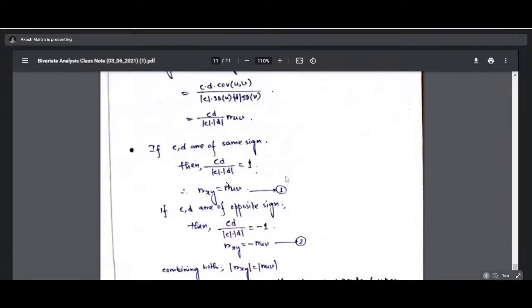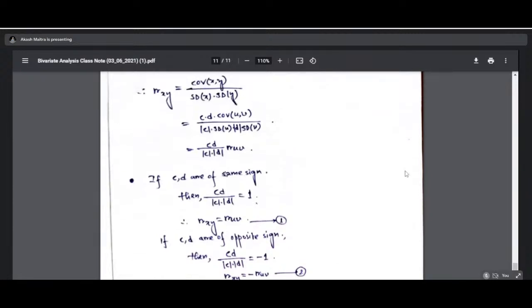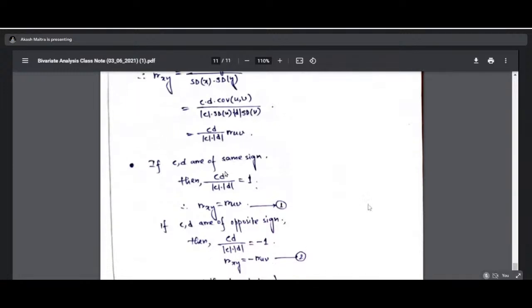Similarly, if c and d are both negative, that is c equals minus 2 and d equals minus 3, again cd equals 6, modulus of c equals 2 and modulus of d equals 3, so cd by modulus of c into modulus of d will give me the result 1. So in this measurement, we have Rxy equals cd by modulus of c into modulus of d times Ruv. If c and d are of the same sign, this balances out, giving 1, and we get Rxy equals Ruv. This is relation 1.